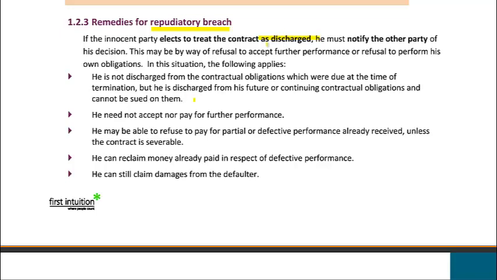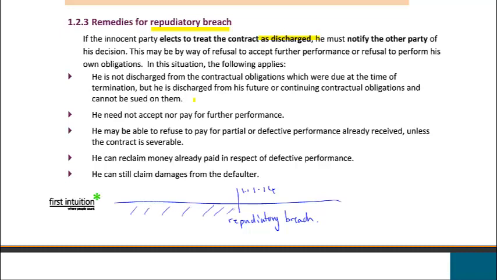Now, the effect of discharge is quite important. So let's imagine we have a timeline here, and we have a repudiatory breach. Let's say it was on the 1st of January 2014. What happens? Well, we can treat the contract as discharged from that date. But any obligations that we incurred before that date still apply. But anything after that date won't apply anymore. Therefore, anything after this date, we don't have to pay for it. So we needn't perform the contract, and we needn't pay for the contract. However, we do have to pay for this early stuff.